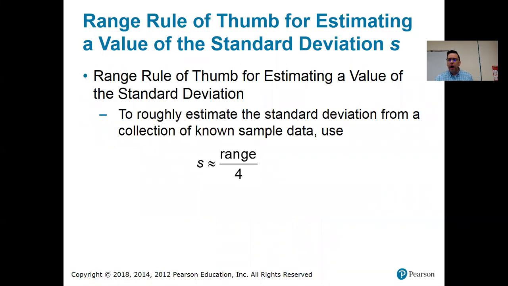All right. When you don't have the standard deviation, maybe you don't have enough data to calculate it, and you just need a rough estimate of it. This is really interesting. You can estimate the standard deviation by taking the range divided by 4. The range divided by 4. That's a little gimmicky. All right. It's kind of hard to explain why that works. Gives you a very rough estimate of the standard deviation.